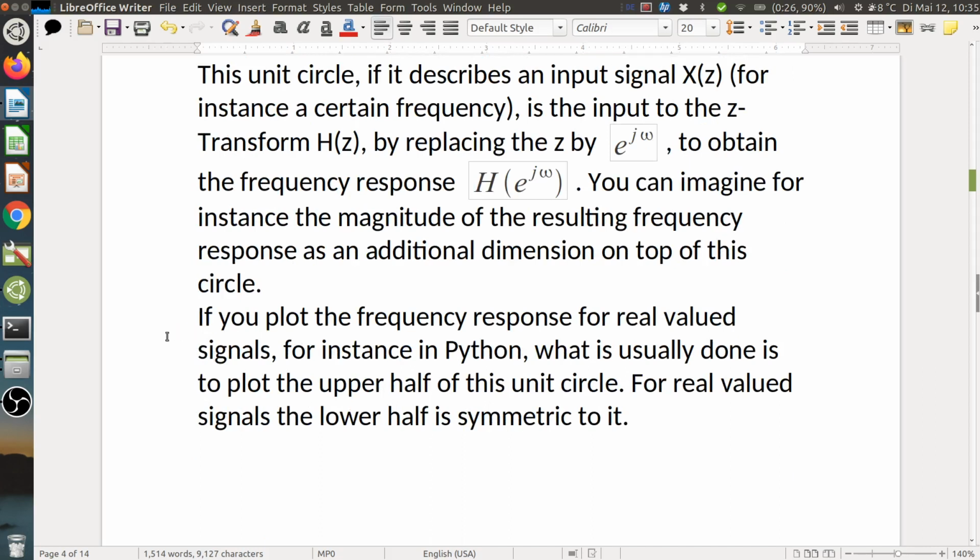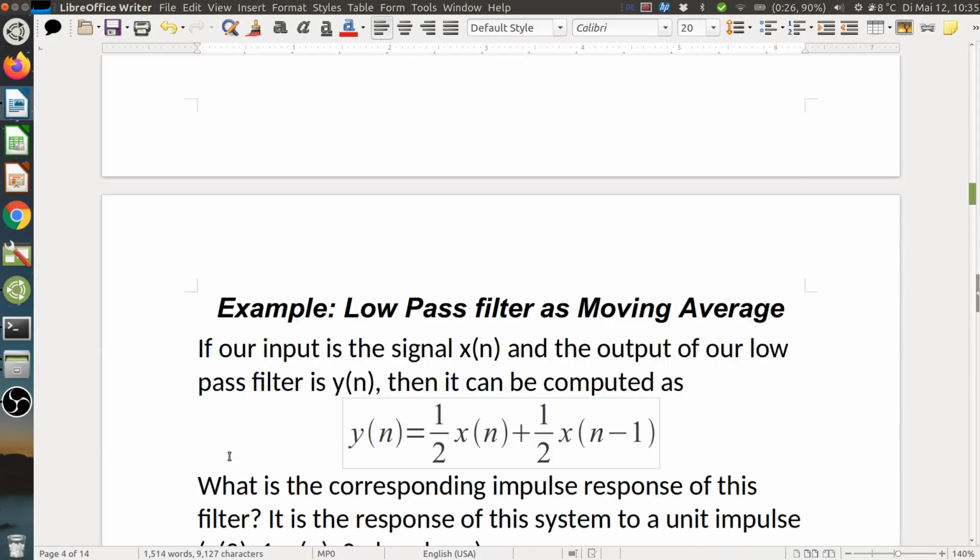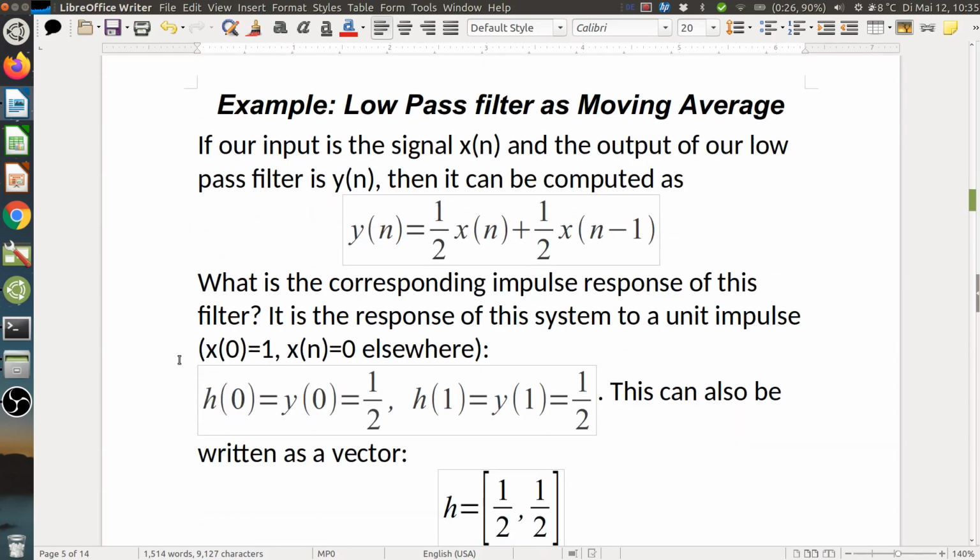If you plot the frequency response for real-valued signals, for instance in Python, what is usually done is to plot the upper half of this unit circle. For real-valued signals, the lower half is symmetric to it. Right, and this is how we can analyze filters now. If we have a real-valued filter, it's sufficient to look at the frequency range between 0 and pi, the positive frequencies.